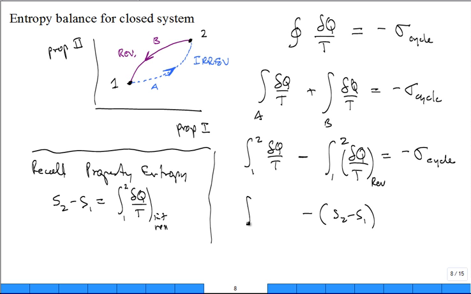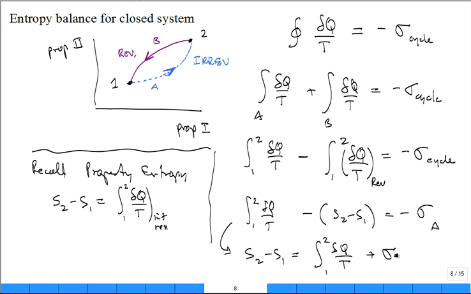right there. Leave this integral from 1 to 2 of del Q over T equal to minus sigma of the cycle. Now the sigma of the cycle really is, I should have done this before, only due to path A. There's no irreversibilities in path B, just A. True? Okay, so now let's rewrite this. We'll have S2 minus S1 is equal to the integral of del Q over T from 1 to 2 plus sigma for path A, 1 to 2. And this, guess what?